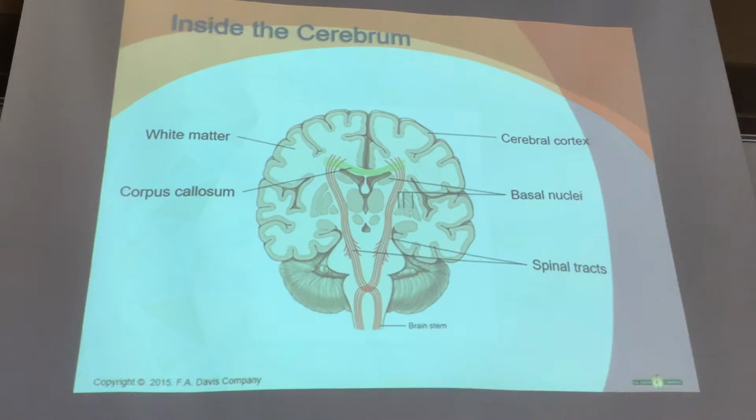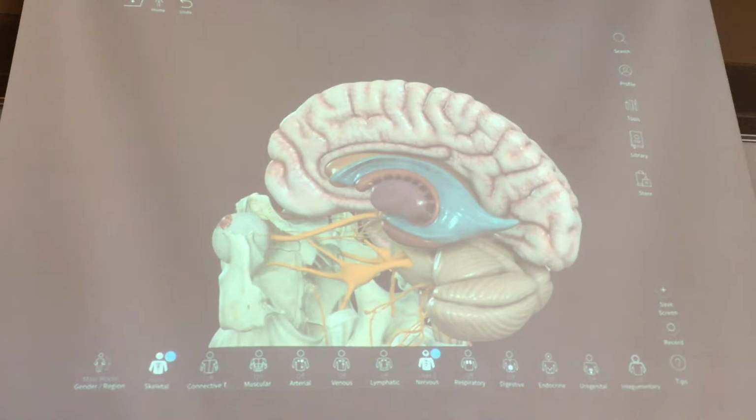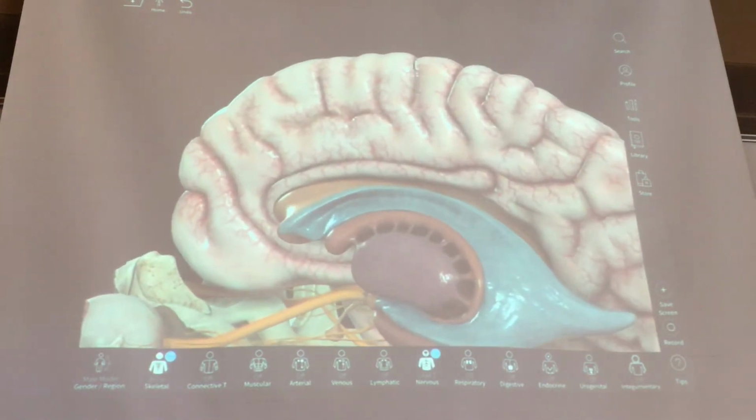So additional masses of gray matter, called your basal ganglia, you can see those right there. They're going to be kind of in between the two sides of the corpus callosum. They play a role in your control of movement as well. So I'm going to switch back to the iPad. I'm going to show you the corpus callosum on here.